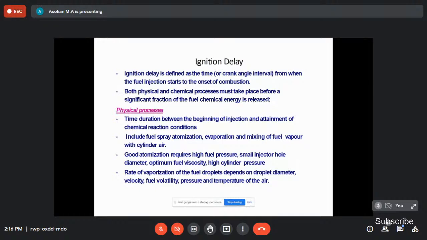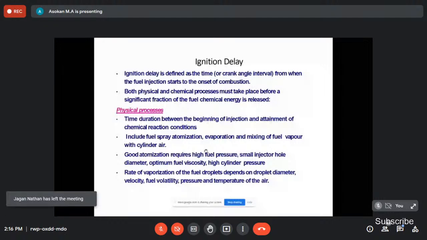Right? So good atomization requires high fuel pressure. How do we get atomization from high fuel pressure? By reducing the hole diameter, so that we can increase the injection velocity and injection pressure. So what we have discussed also, that is why biodiesel is not mixed thoroughly, because its viscosity is higher than diesel. And also the higher cylinder pressure increases good atomization.